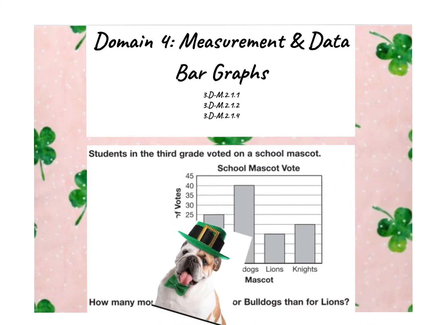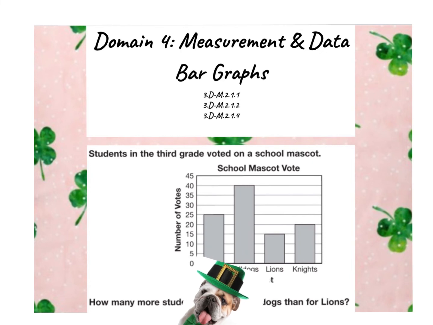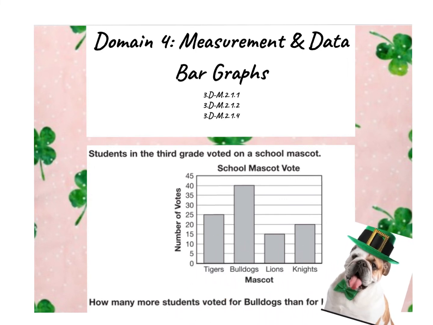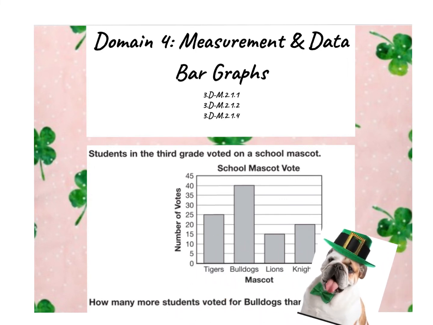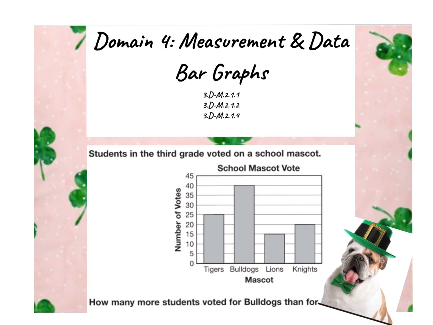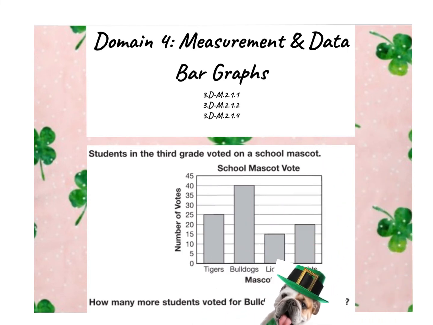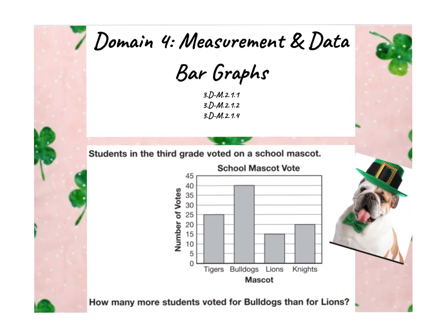We have the number of votes going over here, and we have the scale. And it's not counting by 1s. We see that it's counting by 5s, right? 5, 10, 15, 20. Good. And then we have the mascots down below. We have the 4 types of mascots they were talking about. The tigers, bulldogs, and what do you know, they won. Lions and the knights. So let's read our question.